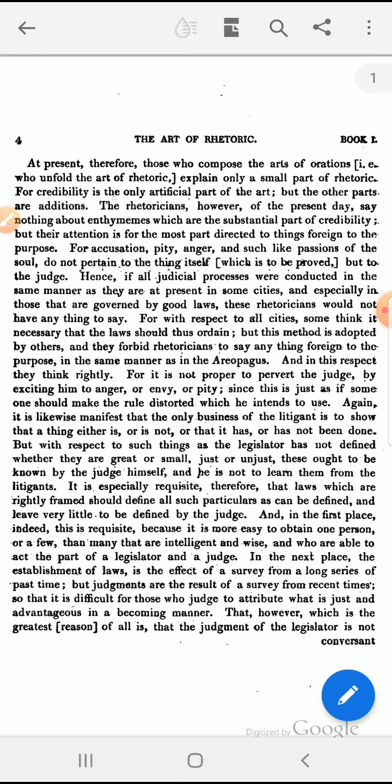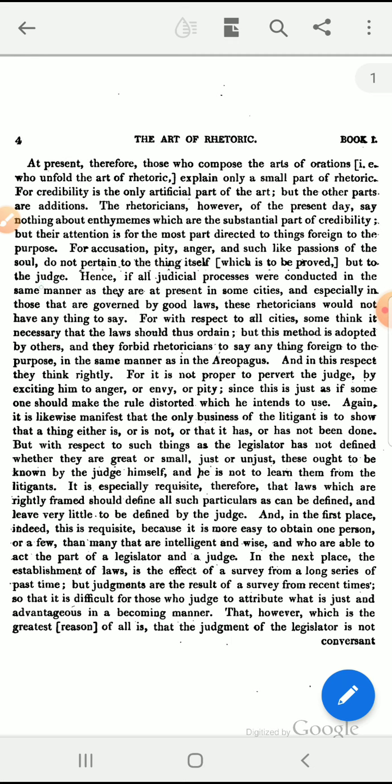Aristotle continues and says, the rhetoricians of the present day say nothing about enthymemes, which we'll learn more about later, which are the substantial part of credibility. But their attention is for the most part directed to things that are foreign to the purpose. For accusation, pity, anger, and such like passions of the soul do not pertain to the thing itself or the matter itself, which is to be proved, but to the judge.